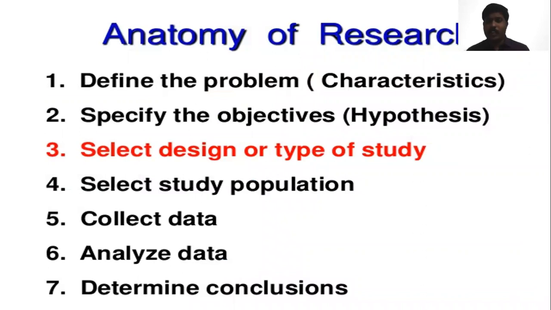So first, when you are going to see about research, there is an anatomy of research. There are 7 steps. First one is you have to define the problem and its characterization. Second one, you have to specify the objectives. Normally, these objectives will be considered as hypotheses. Third one, you have to select a design, which is known as the research design. Fourth one is you have to study the population. Then you have to collect the data, analyze the data, and come to a conclusion.